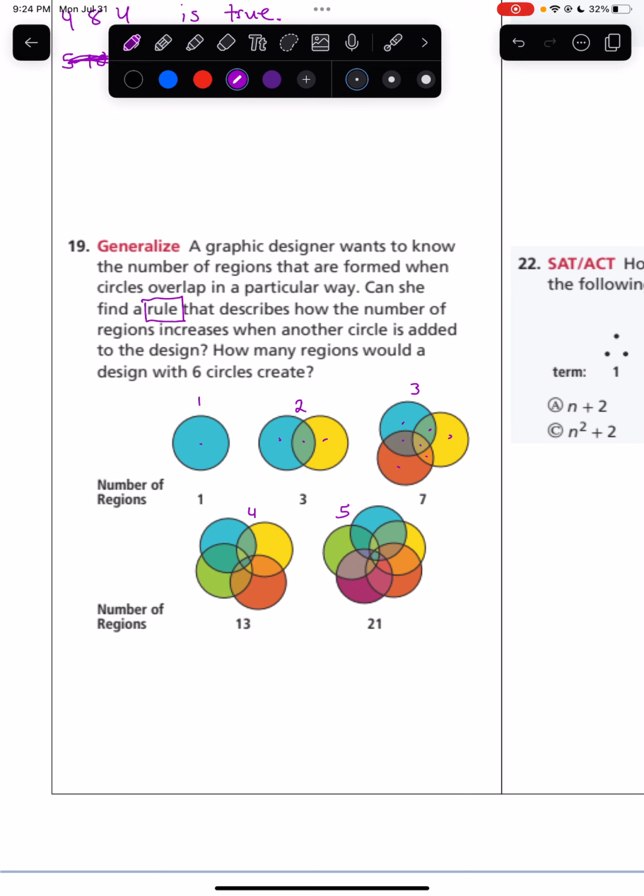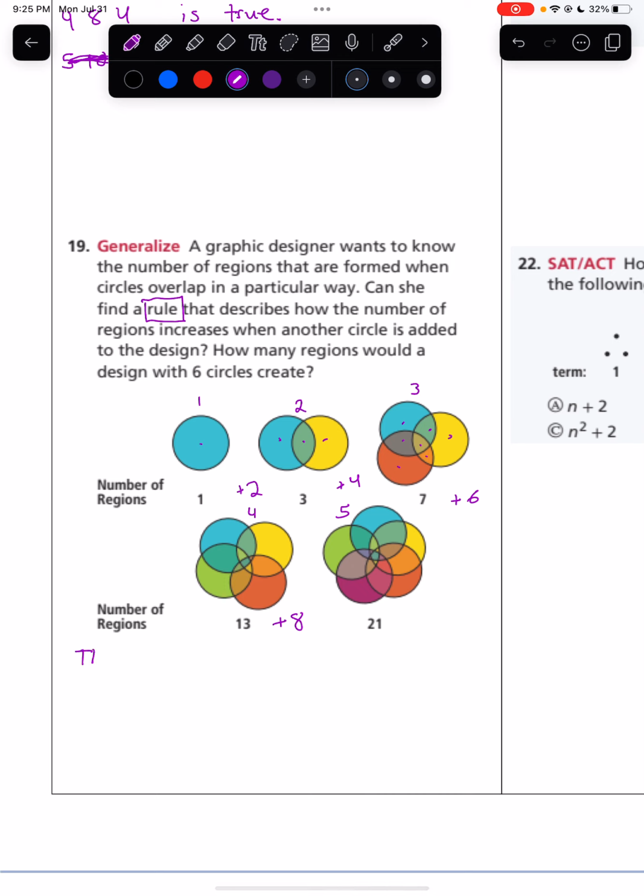Now remember, a rule can be algebraic, like some of the examples we did in class, or it could be a rule that's just in words. So if we figure out how we could say it, we might notice that 1 plus 2 is 3, 3 plus 4 is 7, 7 plus 6 is 13, and 13 plus 8 is 21. And we say, hey, the difference between the number of regions increases by 2 every time, right? Plus 2, plus 4, plus 6, plus 8, and so on and so forth. So we could write that as our rule.